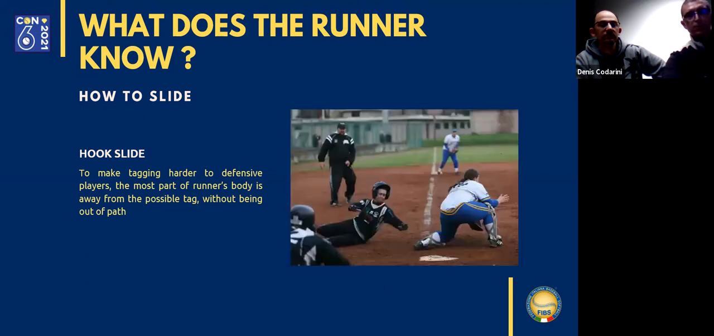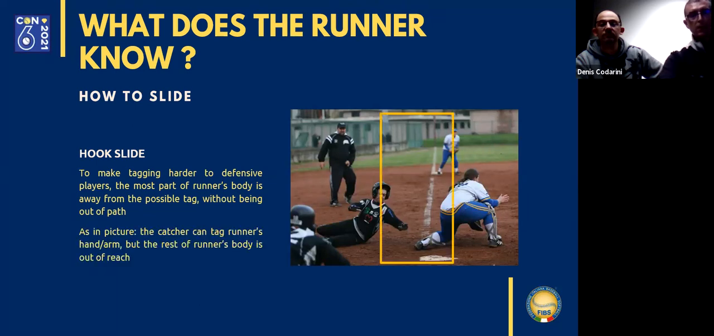This photo shows this perfectly. The catcher is yet to tag the runner, who is leaving her arm in a position that is taggable. In order to make tagging harder for defensive players, the runner should strive to keep as much of her body away from the possible tag without being out of the base path. As in this picture, the majority of the base runner's body is out of reach.